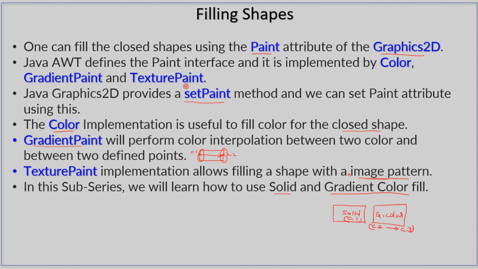The important method here is setPaint, which will set the paint attribute, and the Paint interface is implemented by Color, GradientPaint, and TexturePaint. So for the setPaint method you can give any of these three instances and paint will be performed accordingly.